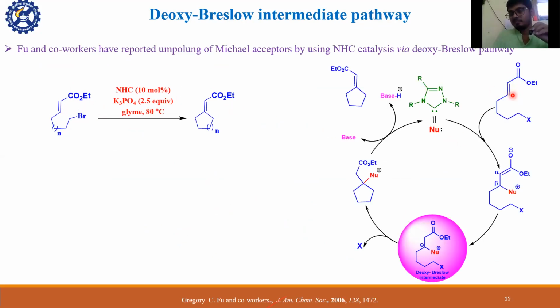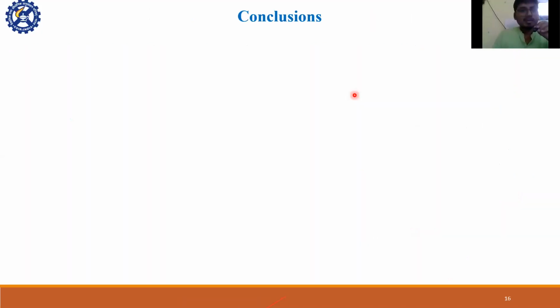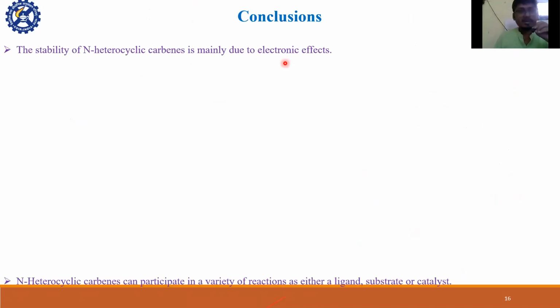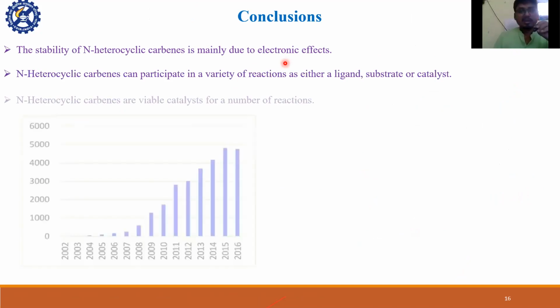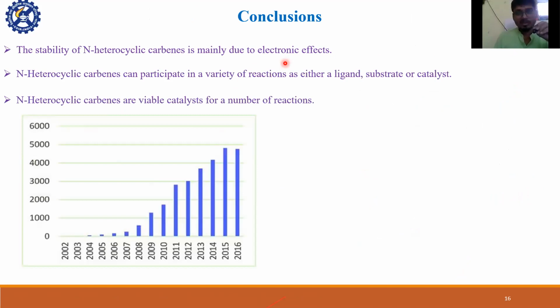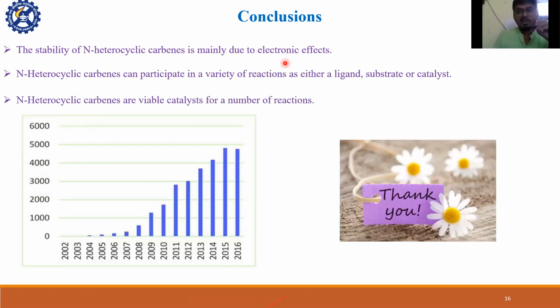NHC reacts with this Michael acceptor and undergoes 1,2 proton transfer and forms this anion, and this anion again undergoes SN2-like reaction, followed by the removal of this NHC from this five-membered ring. Conclusions: the NHC is a very stable molecule due to electronic effects, and NHC is used as a ligand, substrate, and catalyst, and NHC is viable for the synthesis of several reactions. Thank you very much for your kind attention.